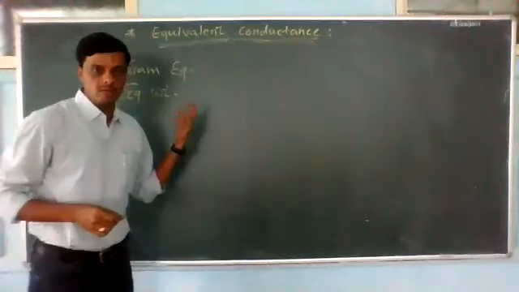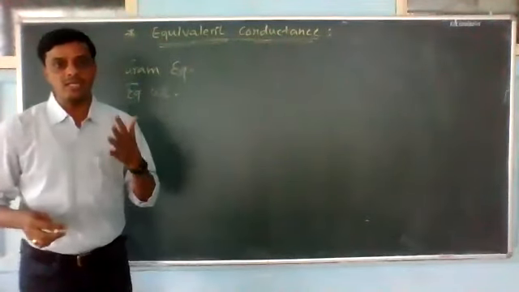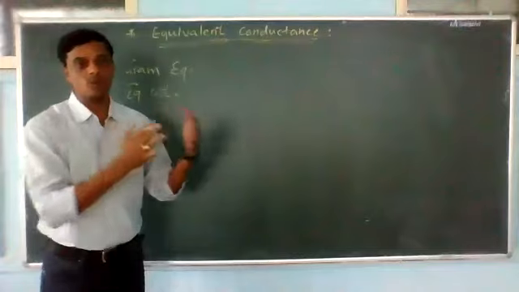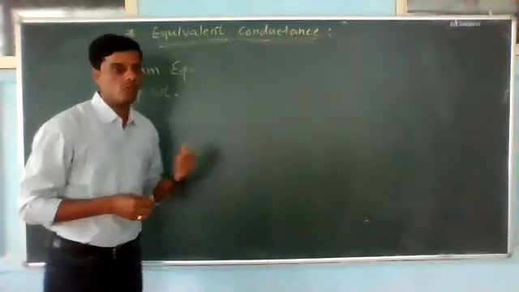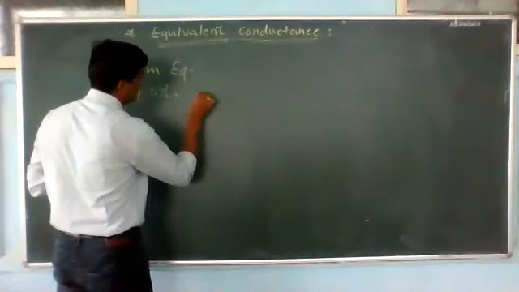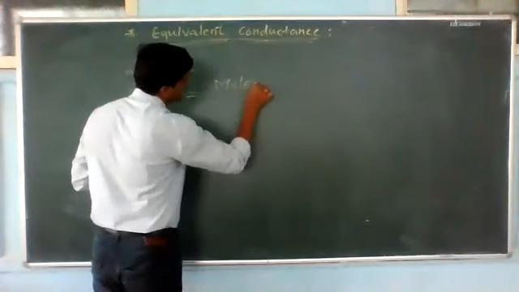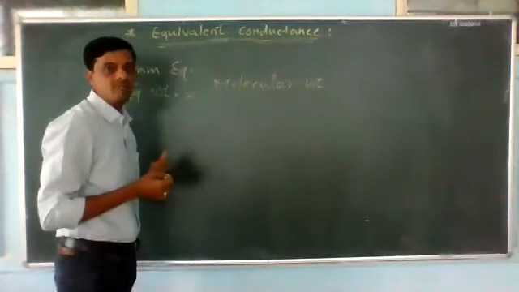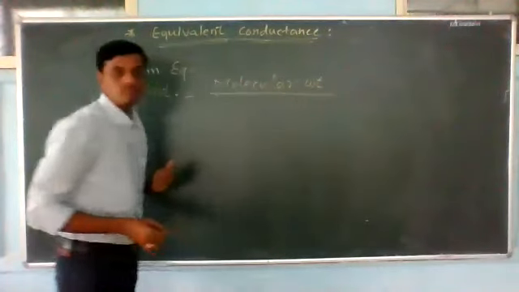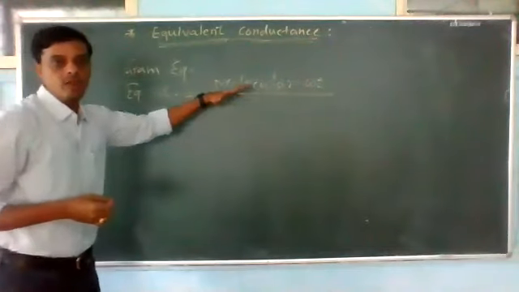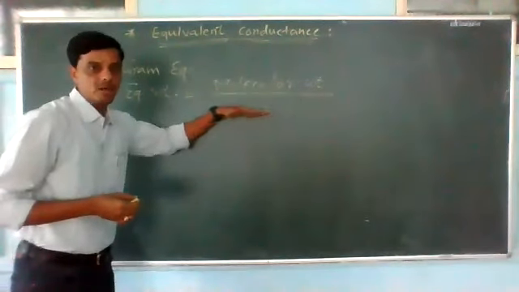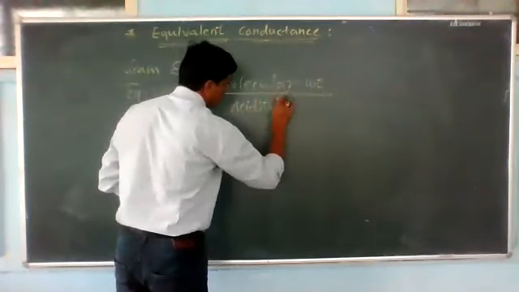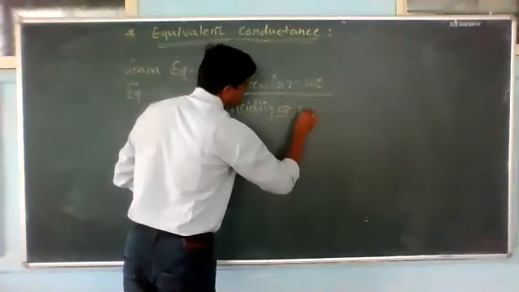We know the molecular weight. Molecular weight is the summation of atomic weights of all the atoms from which the molecule is formed. And equivalent weight or gram equivalent weight is given as the molecular weight of that substance divided by its acidity or basicity. Now, what is acidity and what is basicity?